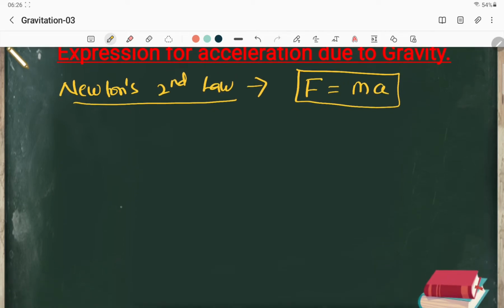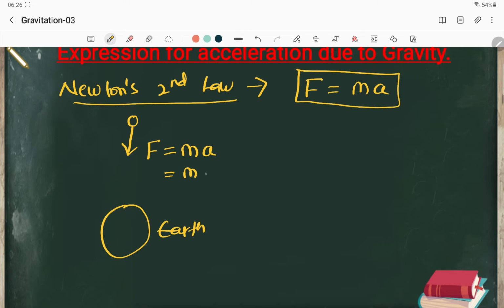Now the same thing can be applied here. For example, here is the earth, and there is a stone here. If it is falling, why is it falling? Because there is some force acting. So the formula for force should always be mass into acceleration. Now instead of this acceleration, what will come? Acceleration due to gravity will come. That's why we call it F is equal to mg.